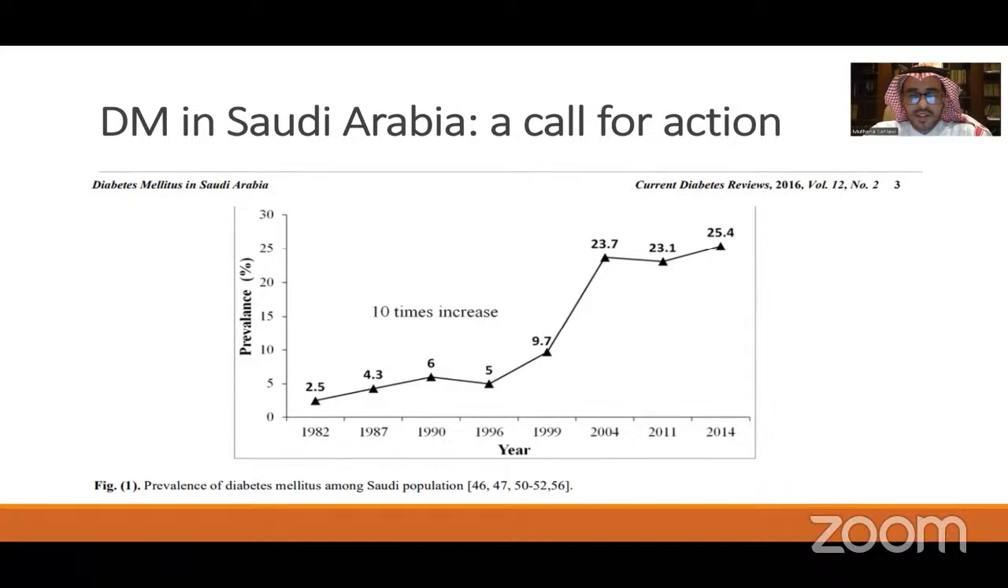And here, looking at the rates of diabetes over the last few decades, if you look at the late 80s or early 90s, the rate of diabetes was around 5% of the population. But over the last 2 decades, there have been numerous changes, with the prevalence increasing substantially to 23 to 25% of the population, meaning that 1 out of 4 or 1 out of 5 of the population are diabetic.